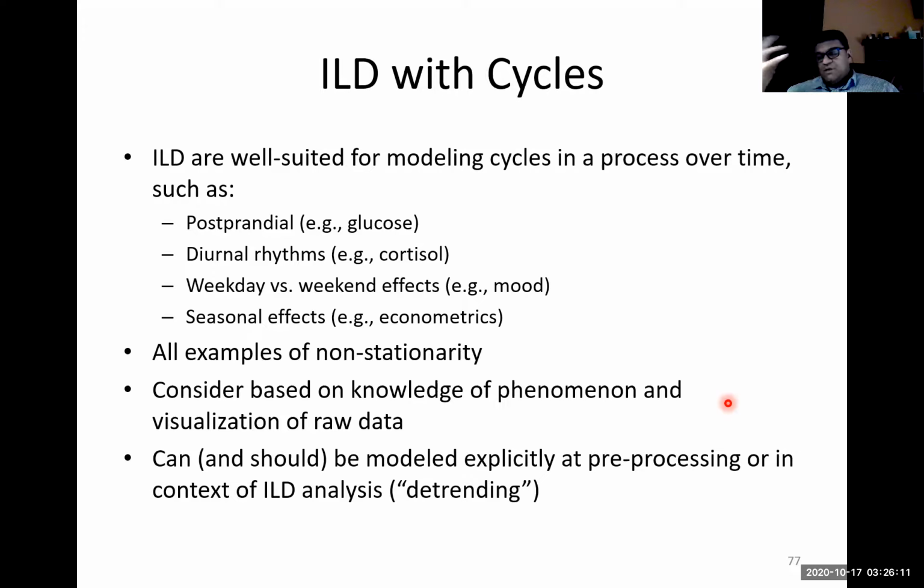So you have to have some theoretical understanding of the phenomenon that you're trying to study. And you can also plot your data, right, using what I showed you as panel plots. You should be able to see with your eye also evidence of some cycle when you plot the raw data. So these cycles should be modeled explicitly. You could do this by essentially residualizing out the cycles, possibly. That's one option. Or you can include the cycle as part of the broader analysis of intensive longitudinal data.